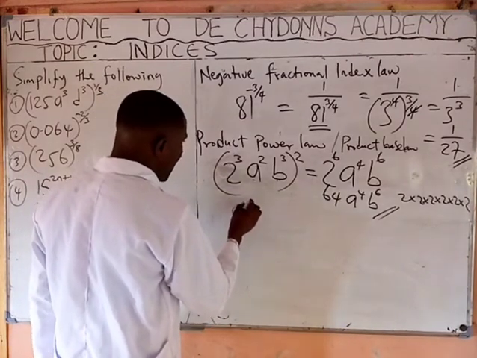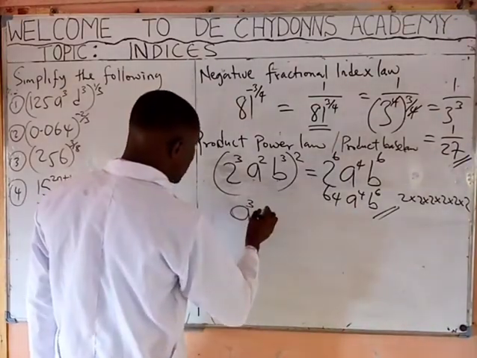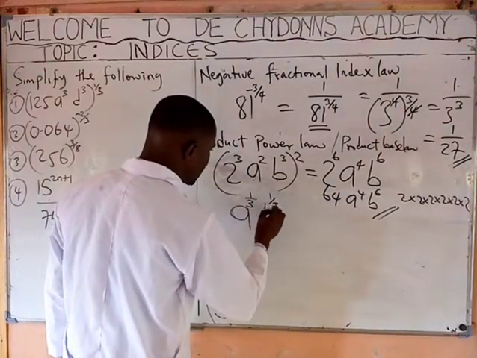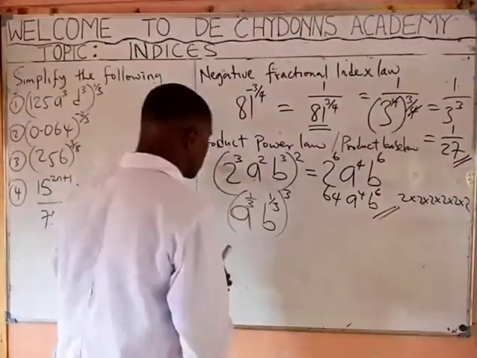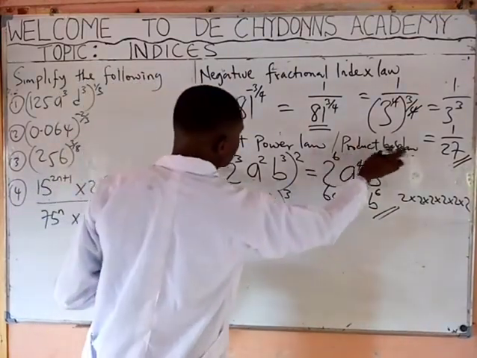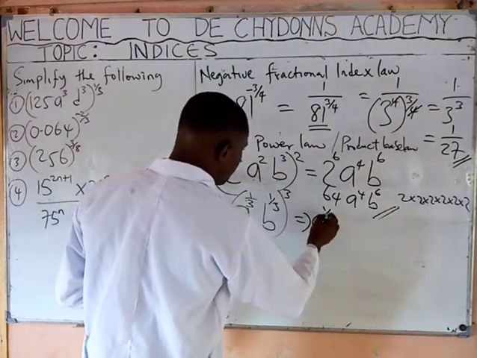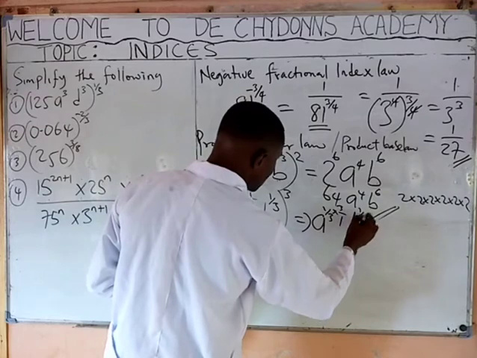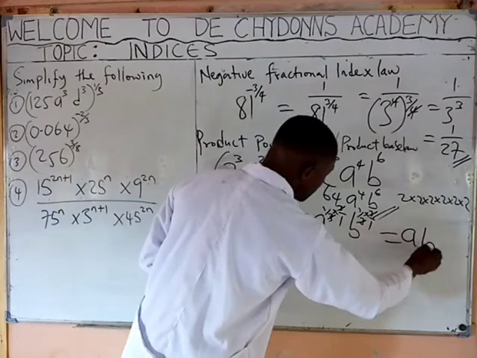A times B, all raised to the power of 1 over 3. Then the implication is that this power will go into this and this. This is still the product base law. Then this will go into here, giving you A raised to the power of 1 over 3 times 3 over 1, B raised to the power of 1 over 3 times 3 over 1. This will cancel this. That will be giving you AB.